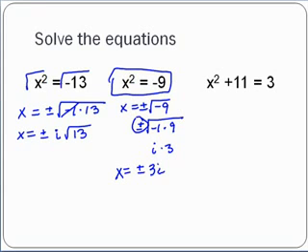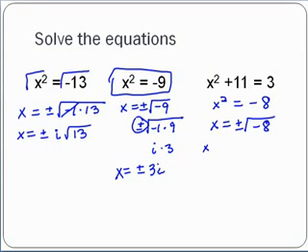And for the last one, well, before I take the square root, I would first have to move that 11 over. So 3 minus 11 is -8. Then I would take the square root of both sides. So -8, we're going to break it down a little bit more.